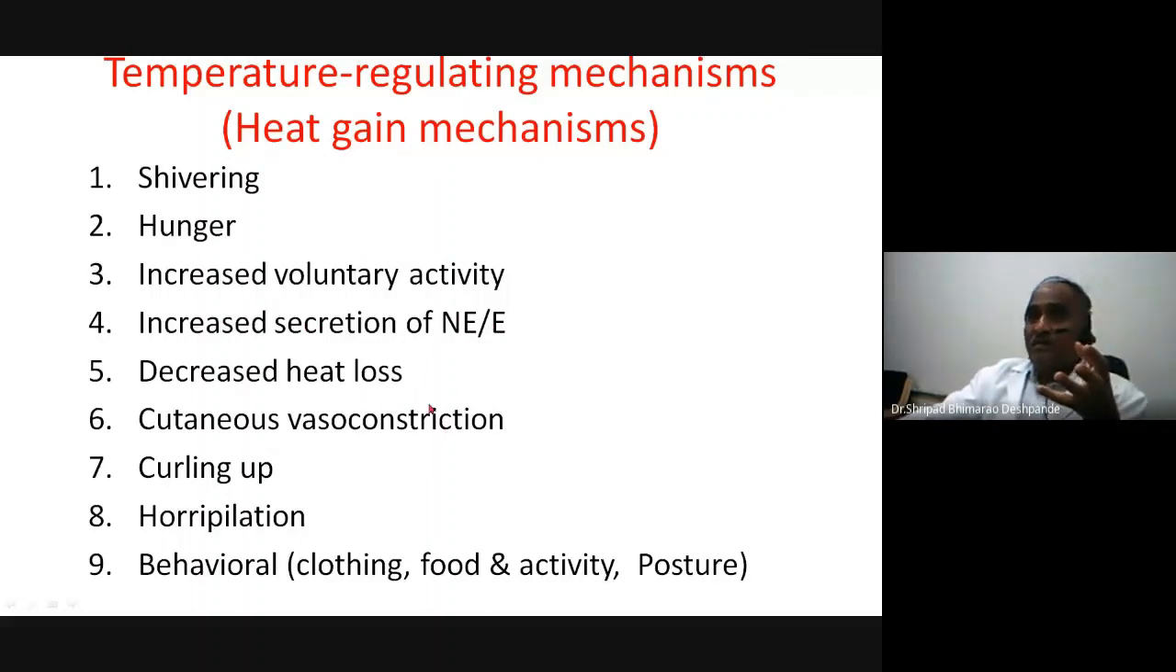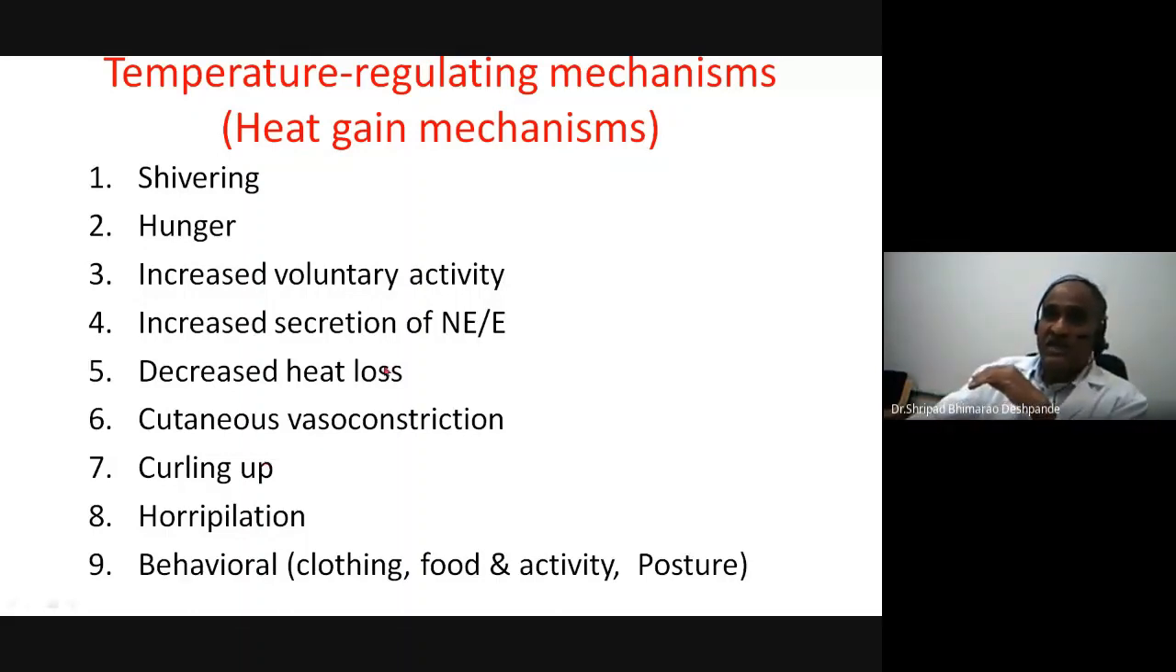Now, coming back, decreased heat loss. That means a decreased heat loss mechanism. If the loss is decreased, it's a gain. So whatever the heat loss mechanisms, the sweating and other mechanisms, if they are decreased, there is a heat gain.